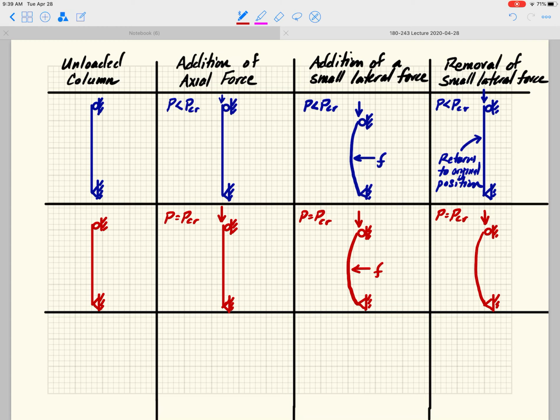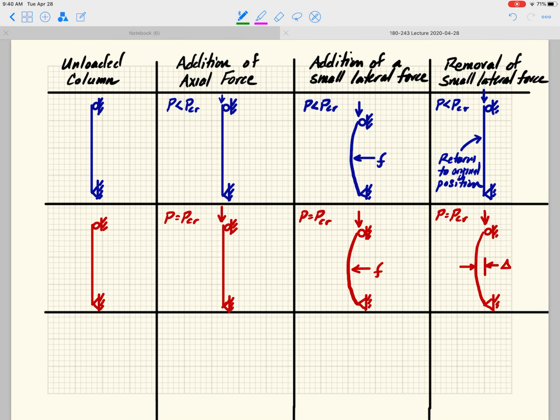Right? So why does it remain? Why does it remain deformed? It remains deformed because there is a delta here, and that delta times that P critical provides a moment, and that moment is what is keeping this deformed. So it's sort of like a bow and arrow. Think about it like that, where the string of the bow and arrow is keeping the bow portion deformed. And so that's the situation that we're in.